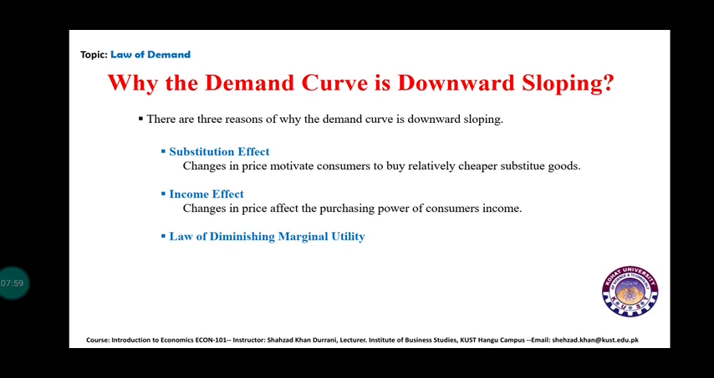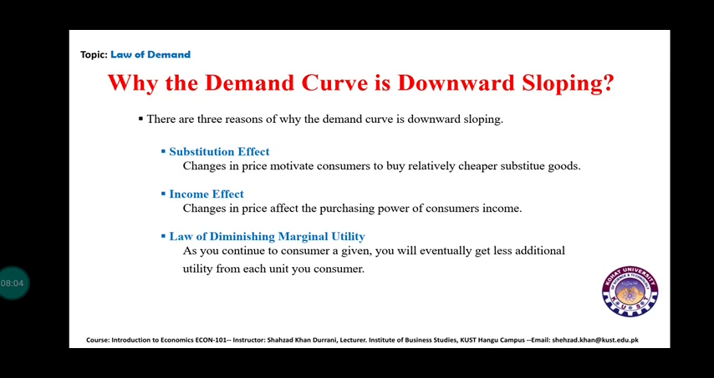Next we have the law of diminishing marginal utility, and this law states that as you continue to consume a given product, you will eventually get less additional utility from each unit you consume. What does it mean? If you continue to consume a product, the satisfaction from one additional unit will not be the same as the first, second, third, fourth, or fifth one. Diminishing means decreasing, marginal means additional, utility means satisfaction. Let's say you are drinking milk. The first sip will be different from the second, third, fourth, or fifth sip of milk, and this is called the law of diminishing marginal utility.